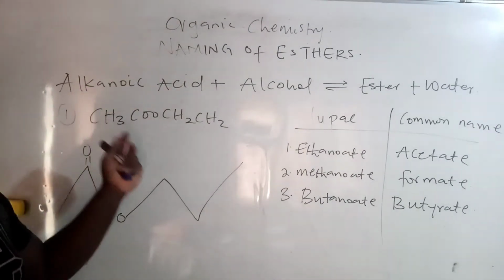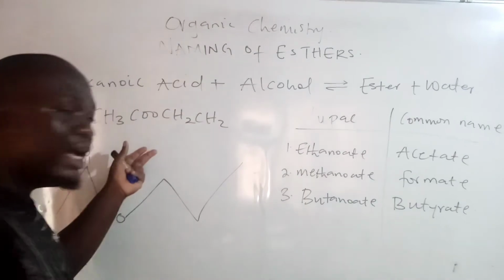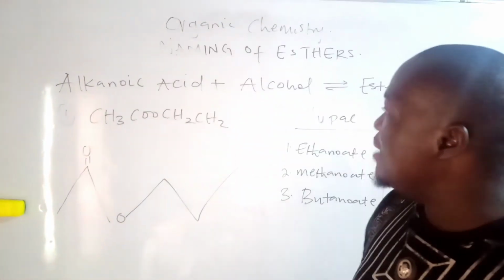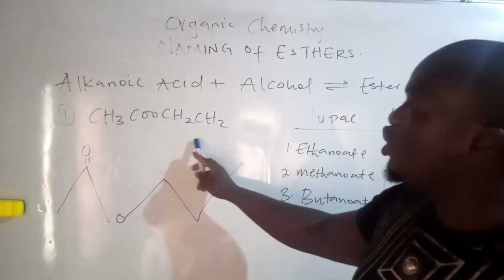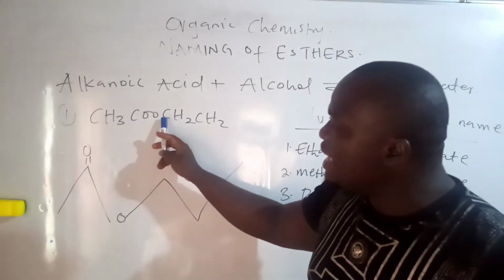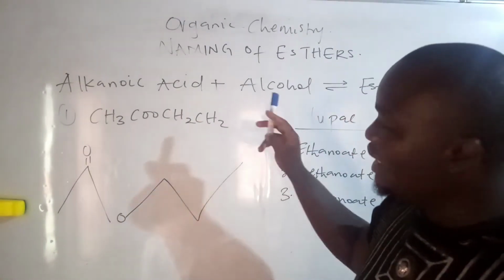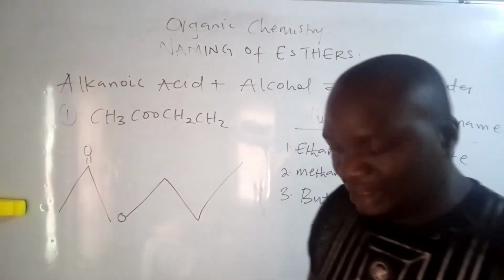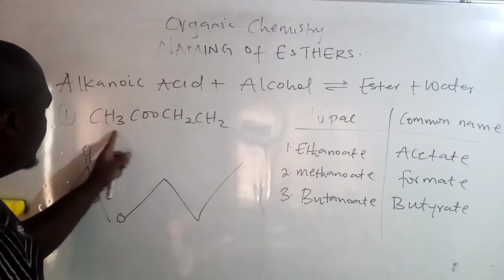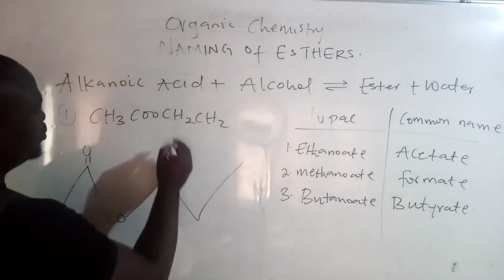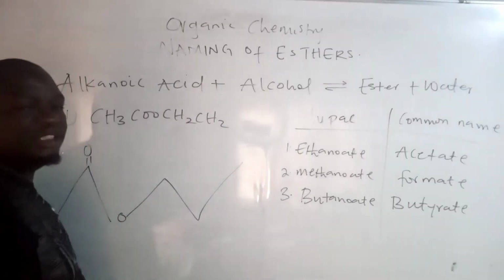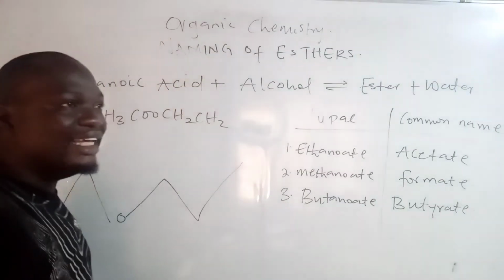For you to name this structure using the IUPAC, the first thing you are supposed to do is start naming the side that does not contain this O double O. So we'll first name this front side, and then we name the back side. What am I saying? If you are asking what is the name of this compound here, the first thing you will do is name the part in front of these two oxygens. And you can see that this thing is ethyl.